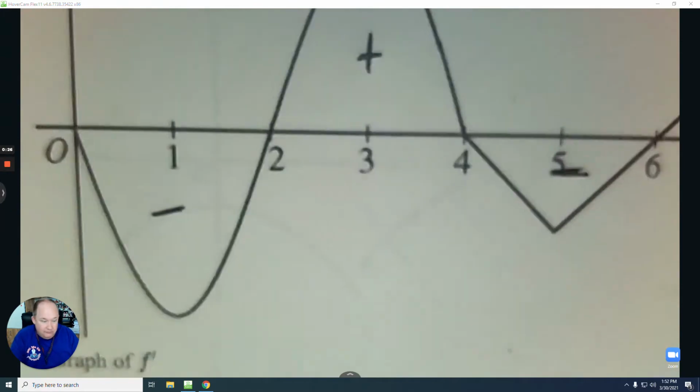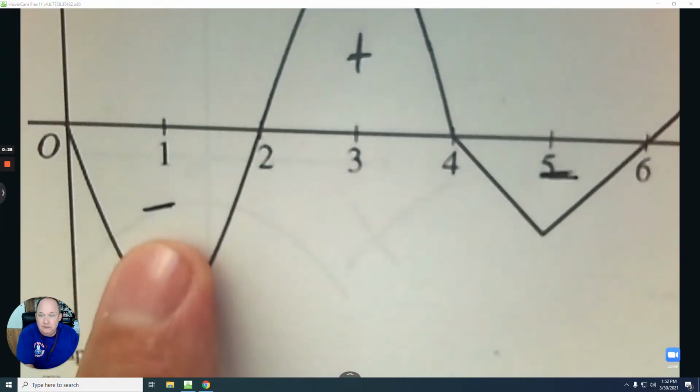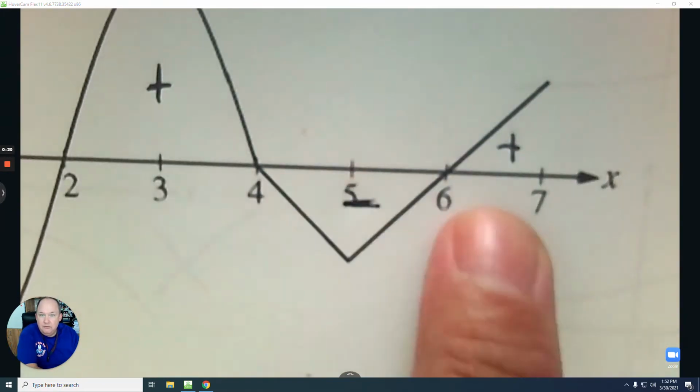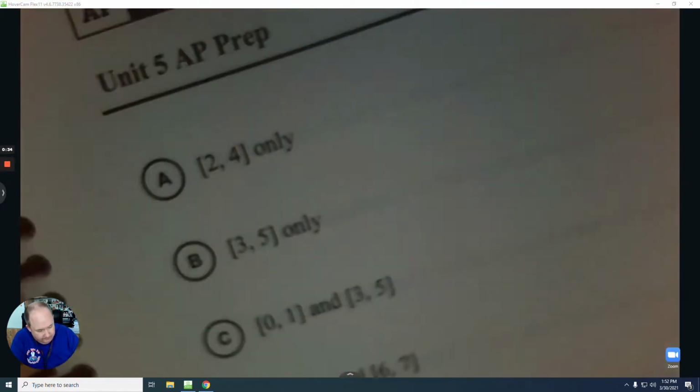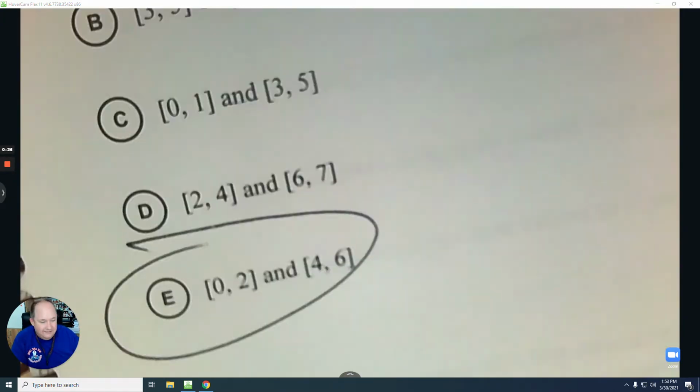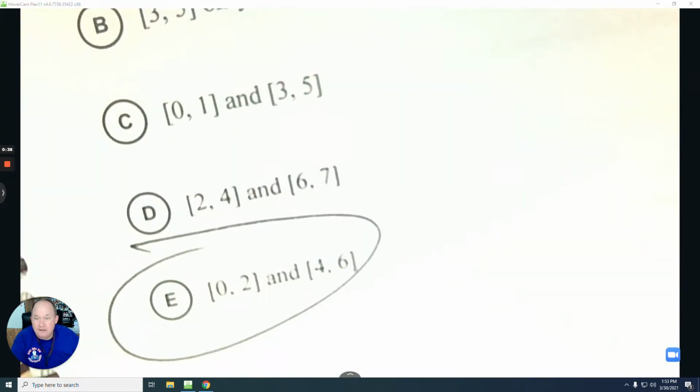So it's pretty obvious, you can tell, from 0 to 2, it's decreasing. And from 4 to 6, it's decreasing. And that's it. So the correct answer here is E. Number 29.